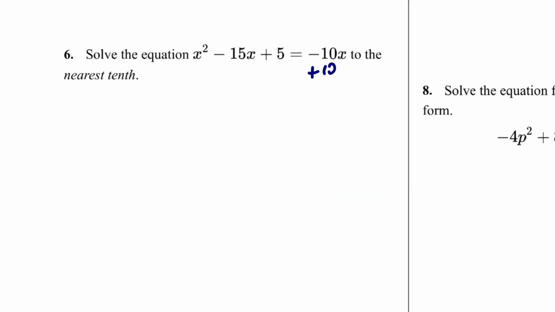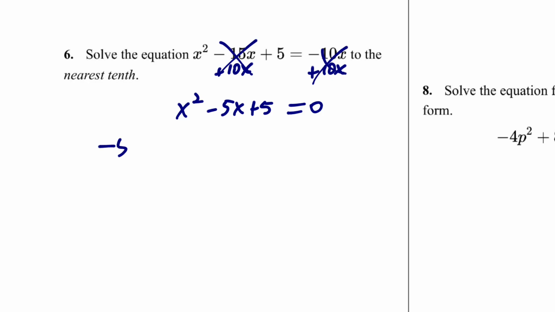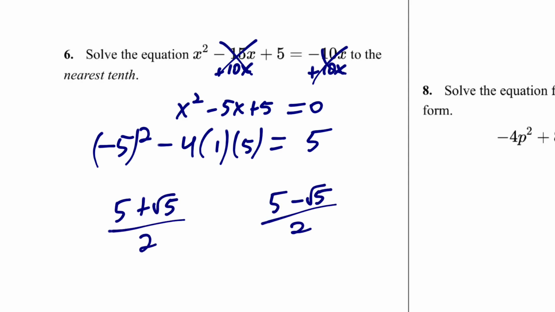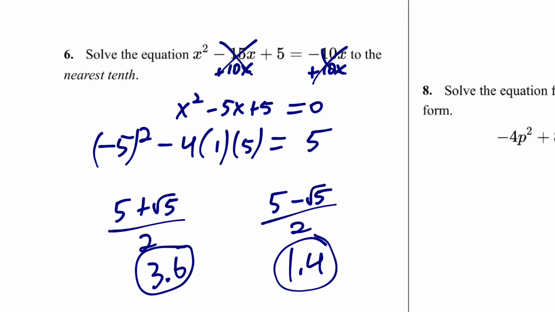Here I have to add 10x to both sides first, so watch out for that. Now I have x squared minus 5x plus 5 is equal to 0. I'll just cross that part out. And I'm going to do negative 5 squared minus 4 times 1 times 5 to see my discriminant. This will give me 5. So I'm going to have 5 plus root 5 over 2, or 5 minus root 5 over 2. If I add it, I get 3.6. If I subtract it, I get 1.4. This would have been like a 1.38, which is why I round up to 1.4.